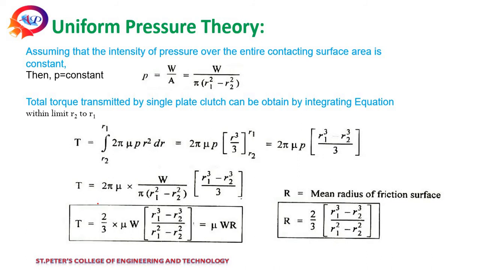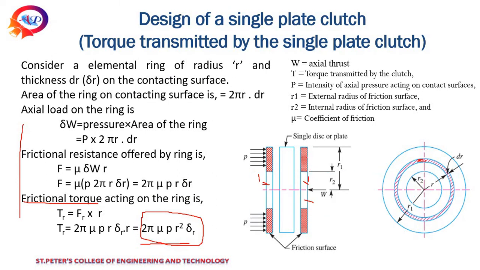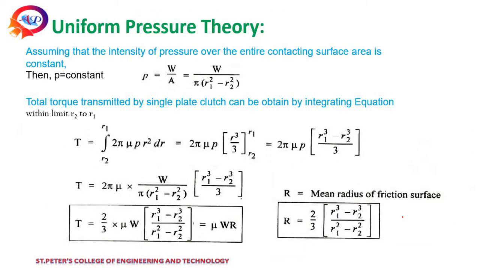Therefore we know that P is equal to load by area, that is W by the overall contacting surface area. What will be the cross section? Pi into r2 square minus r1 square, that is pi r2 square minus pi r1 square, the contact surface area.